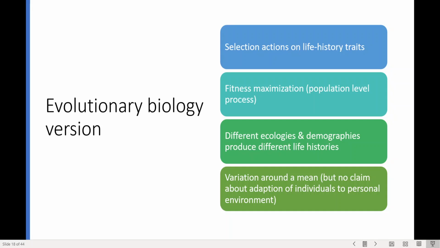So this is the classic example where we have these selection mechanisms that we talked about right at the beginning of the term. And the important point here is that there is variation around the mean, but there's no real claim about adaptation of individuals to personal environments. So everything in evolutionary biology that happens in relation to life history theory is focused on the population and looks at population distributions of life history traits and how individuals within that population manage the distribution of energy to meet the demands of the local environment.